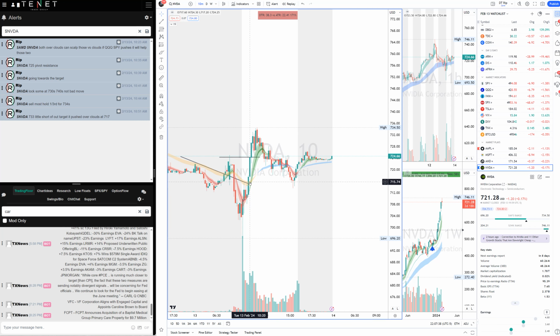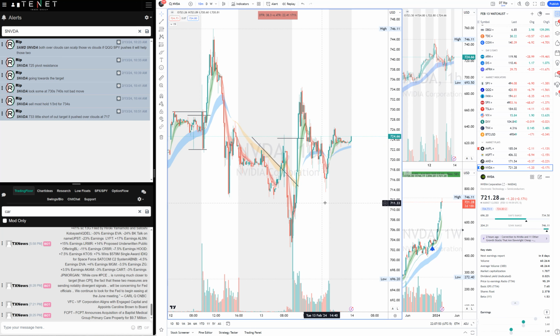And that's when it started to push. And then we had the 725 breakout, and then we pushed over to 734. So the trade was from 717.18 all the way to 734. So a $17 per share trade.